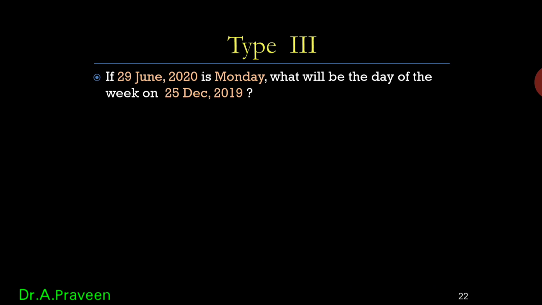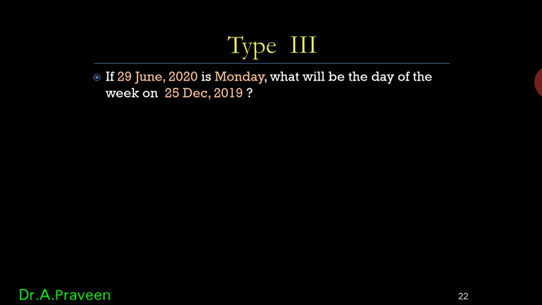Let us see one more example. If 29th June 2020 is Monday, what will be the day of the week on 25th December 2009? Here they have asked you what is the day of the week on a date in the previous year. So here also, starting from 26th December 2019 till 29th June 2020, we are going to calculate the total number of odd days.